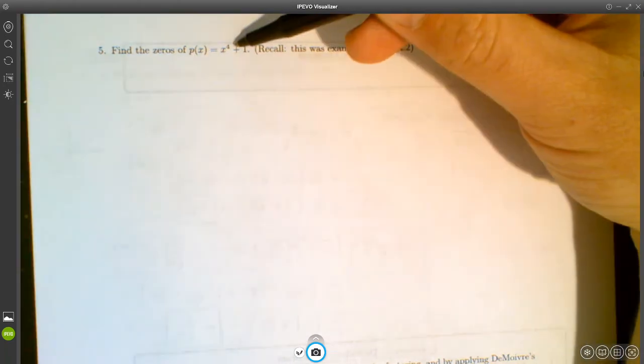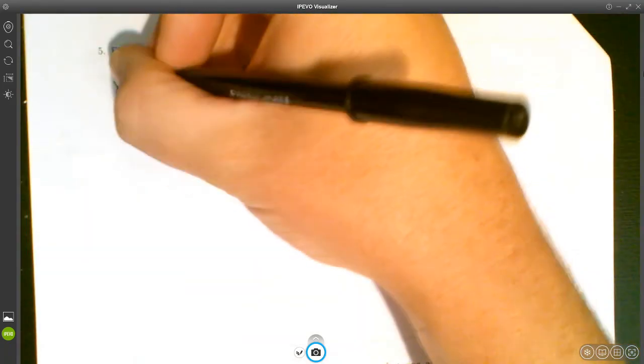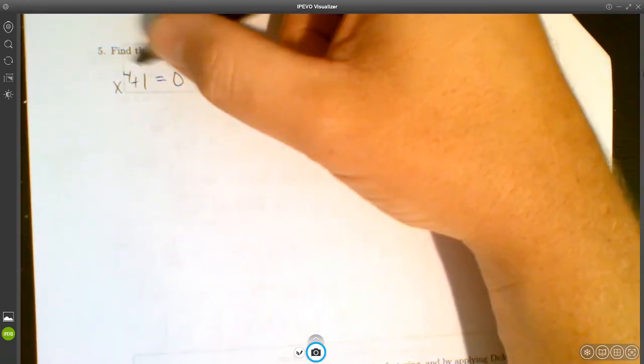We were not able to make any progress on this back in 4.2. We looked at this example, it was 1e in section 4.2, but we weren't able to do anything with it. But look at what we can do now. If I want to find the zeros of x to the 4th plus 1, then I can set this polynomial equal to 0 and then solve for x. Now, the way we usually do that is by factoring this thing. But as we've seen, we can't really factor it using any of the techniques that we have available to us.